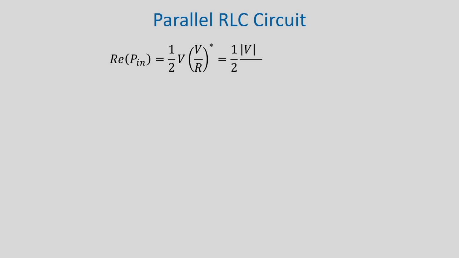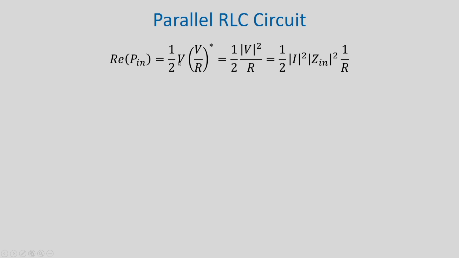Now, let us develop the expression for the fractional bandwidth. From the parallel RLC circuit, we see that the real part of P in, the input power, is equal to half V, the voltage. It is a parallel RLC circuit, so the voltage will be the same across all the elements.